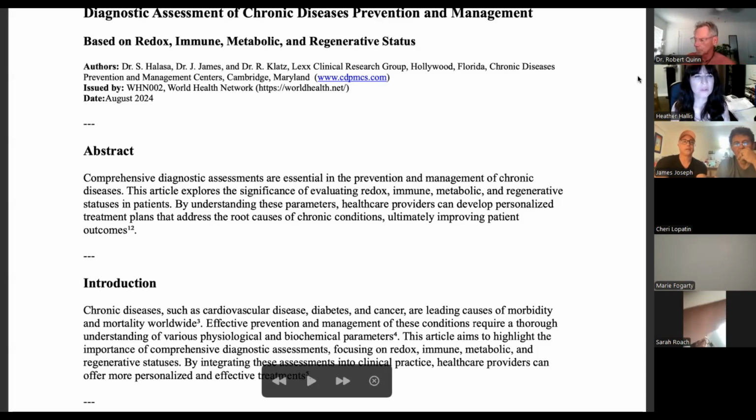It is based on redox, immune, metabolic, and regenerative status. Right. Dr. James and Dr. Klatz. And if anybody wants to co-author with us, we're open for that too.